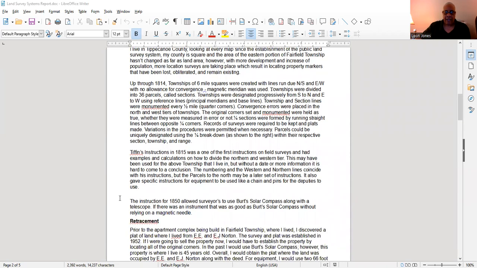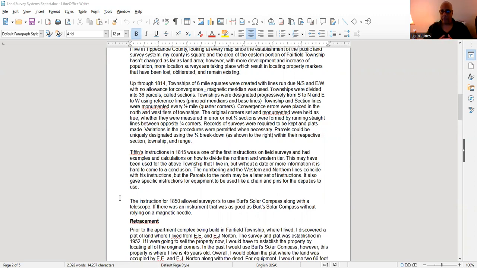Then you also had the instruction for 1850, and it allowed the surveyors to use Burt's solar compass with a telescope. Now, if there was another type of instrument that was as good as the compass, you could use that without relying on a magnetic needle. Now, with everything I just presented to you, I'm going to tell you why this makes sense.